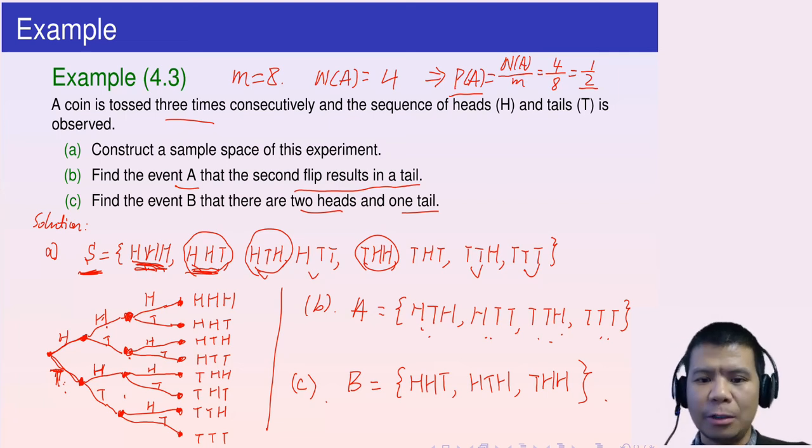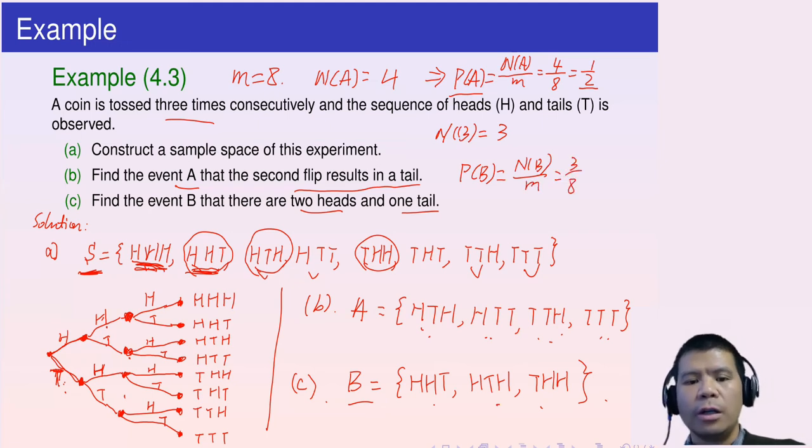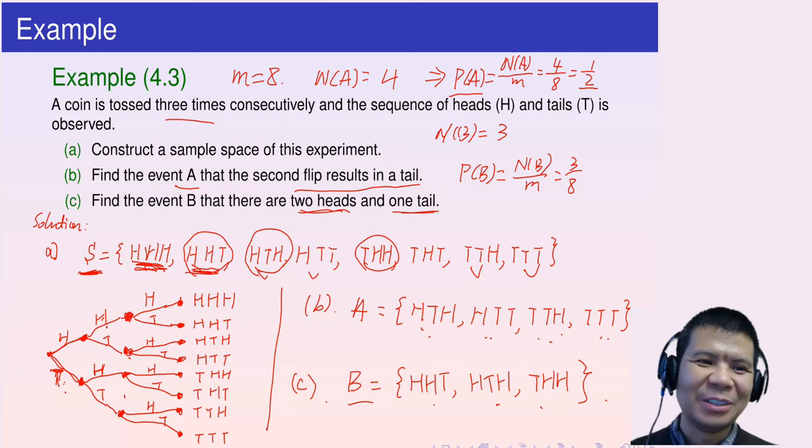Now, similarly, we can also find B, right? How many possible outcomes are in B? We know that 1, 2, 3, there are 3 possible outcomes. Therefore, the probability of B equals N of B over m, which is 3/8. That is to say, the probability of getting 2 heads and 1 tail is 3/8. Okay. All right. So that's very good.